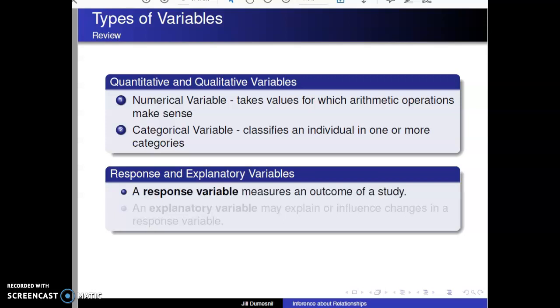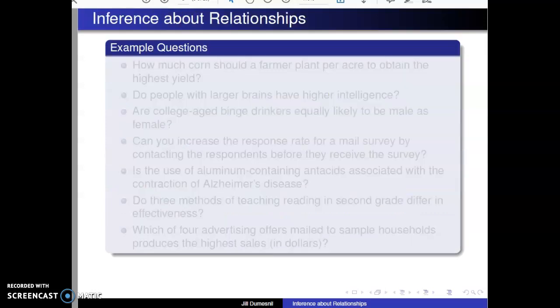A response variable measures the outcome of a study. An explanatory variable may explain or influence changes in a response variable. What kind of relationships might occur between variables? What kind of variables might be involved? Let's consider some example questions.